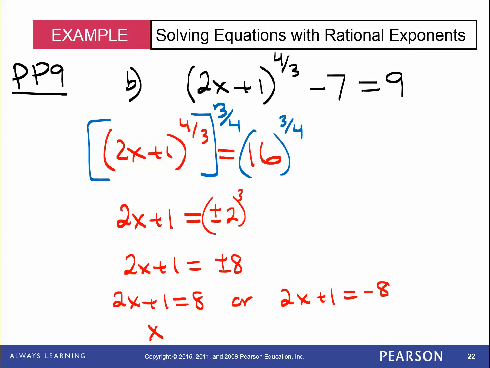Alright, solving it. Hopefully you guys did it here. Subtract 1 gives you 7, divide by 2 gives you 7 halves. This one, you're going to subtract 1 gives you negative 9, divide by 2 negative 9 halves. And again, no need to check as long as you understand that little plus minus situation and get yourself both answers.